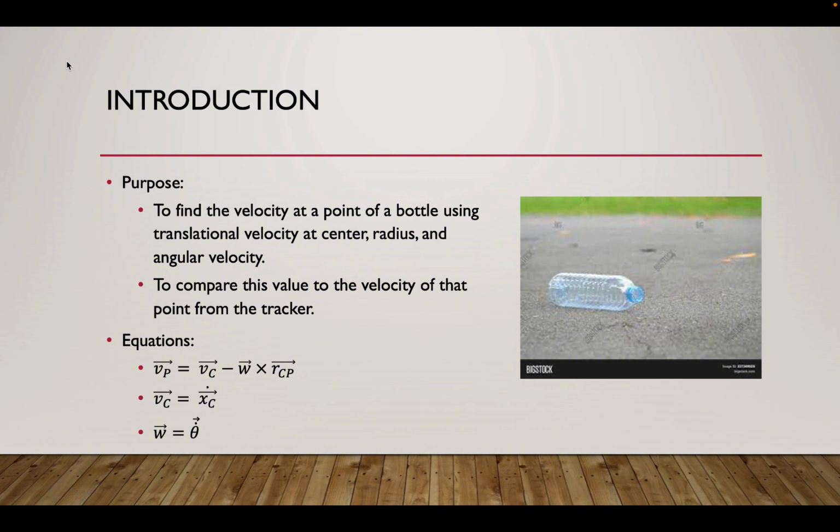So we have our two-point equation here for finding velocity at a specific point that's not at the center: VP = VC minus omega cross RCP. And I just stated that our center of mass velocity is our position of the center of mass dot, and our angular velocity is theta dot.